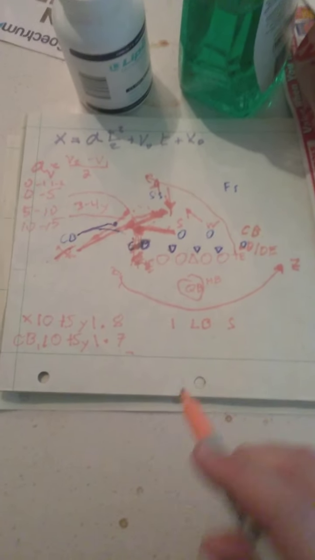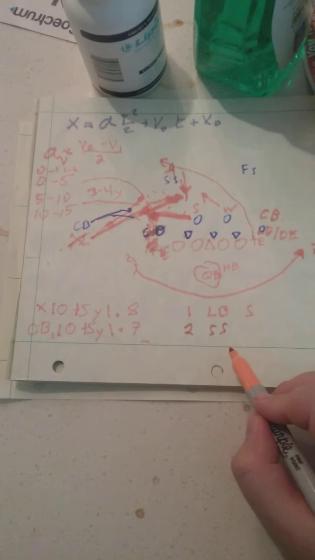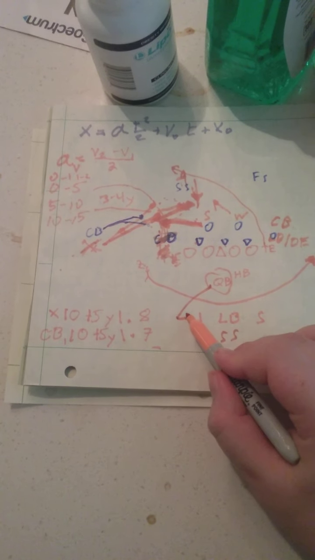So you just have to check that off. So read 1 is linebacker Sam. Read 2 is strong safety. So these are the reads for the quarterback.